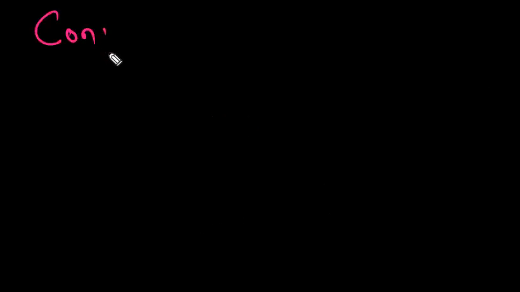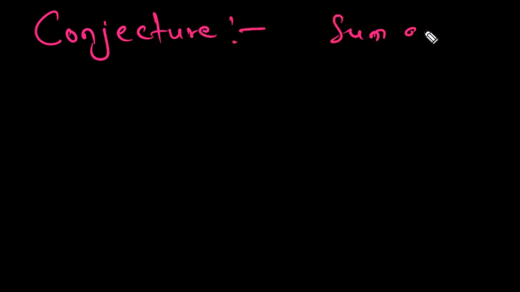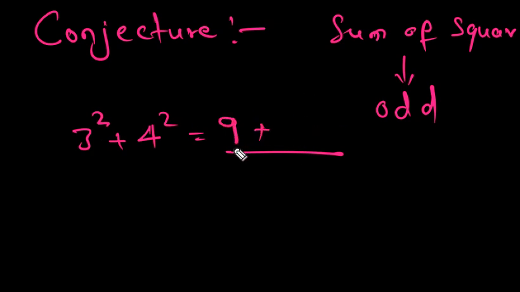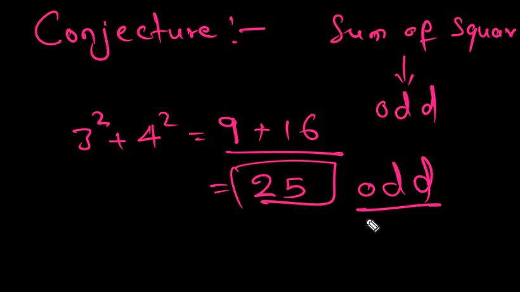One more. Our conjecture was that the sum of squares of two consecutive numbers is an odd number, right? So let's try 3 square plus 4 square. Is this an odd number? The result will be an odd number. Tell me, 3 square is? 4 square is? Your answer is 25. So is this an odd number? Yes. Now in this case, what is a counterexample?